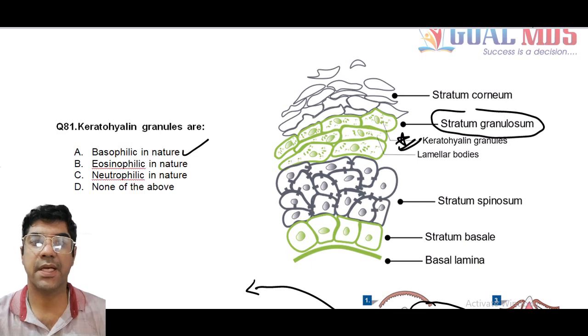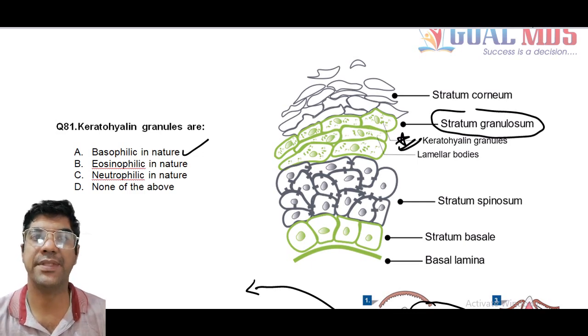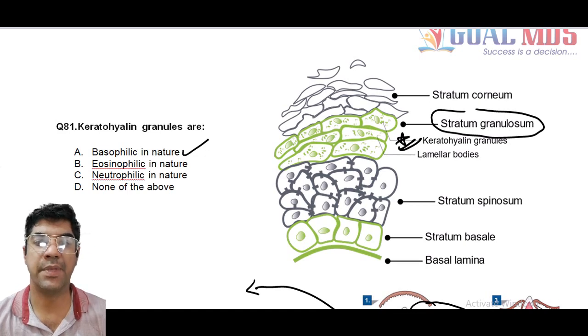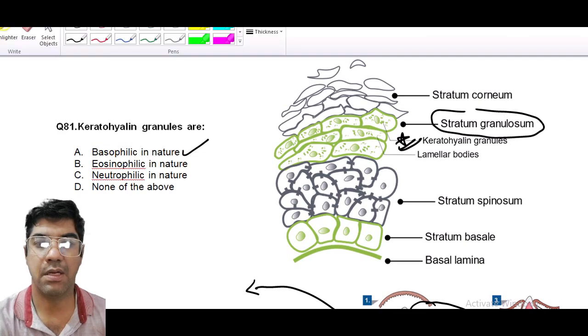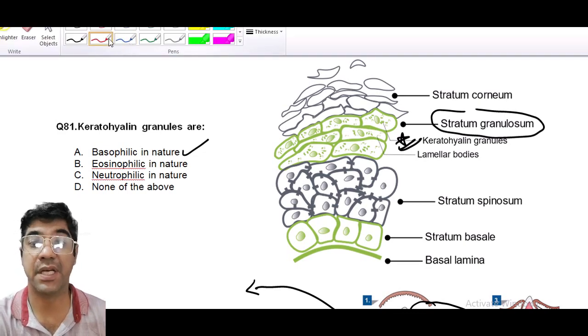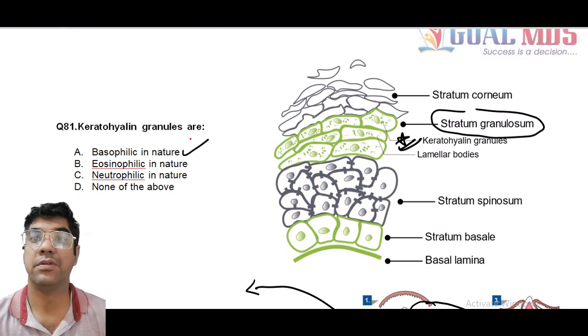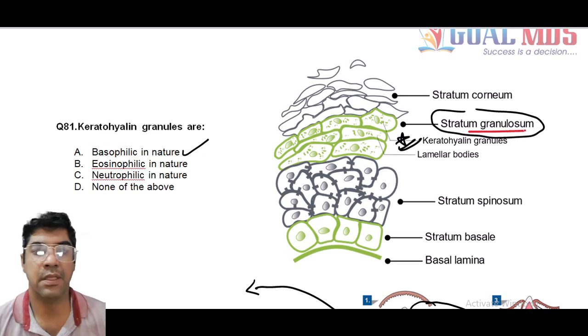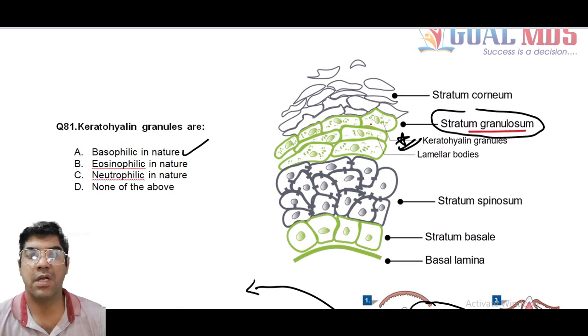Moving to the next question, the keratohyalin granules are basophilic in nature. The keratohyalin granules are basophilic granules found in the keratinocytes. Keratinocytes are primarily found in the stratum granulosum layer. So these are the keratohyalin granules that you can see in the layer of oral mucosa.